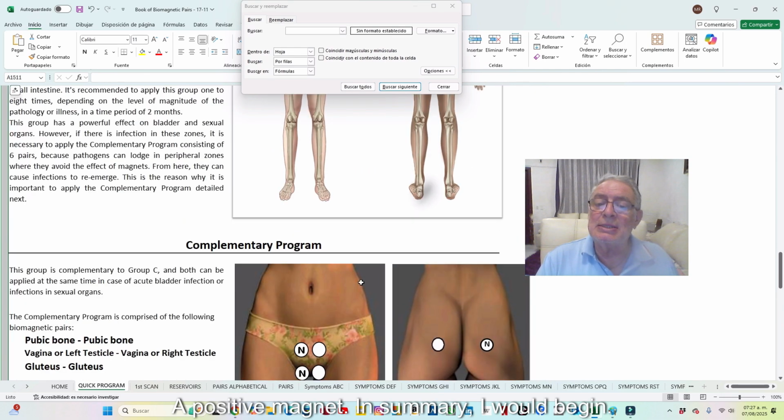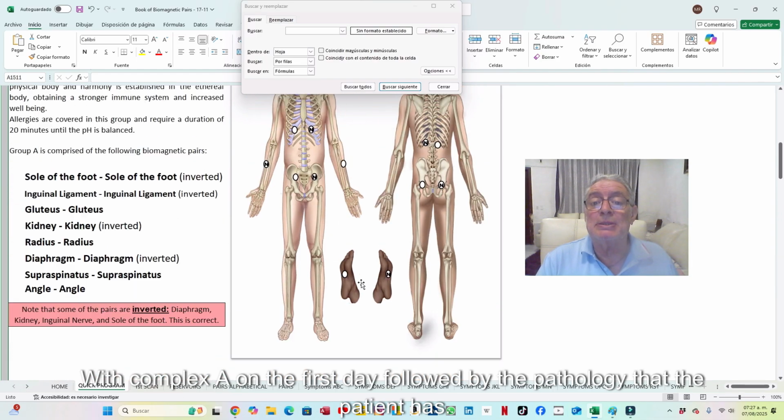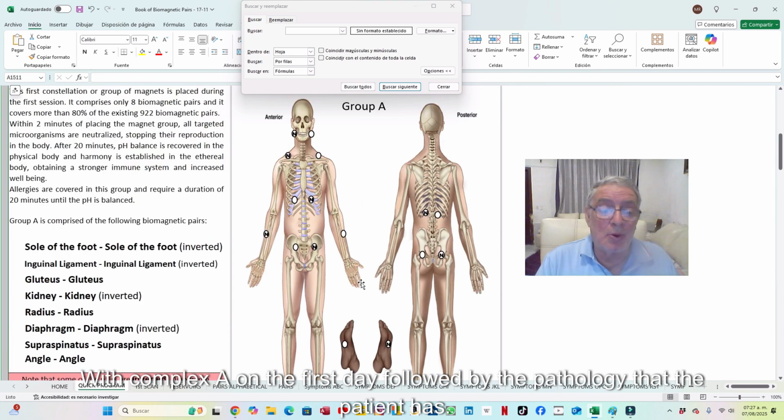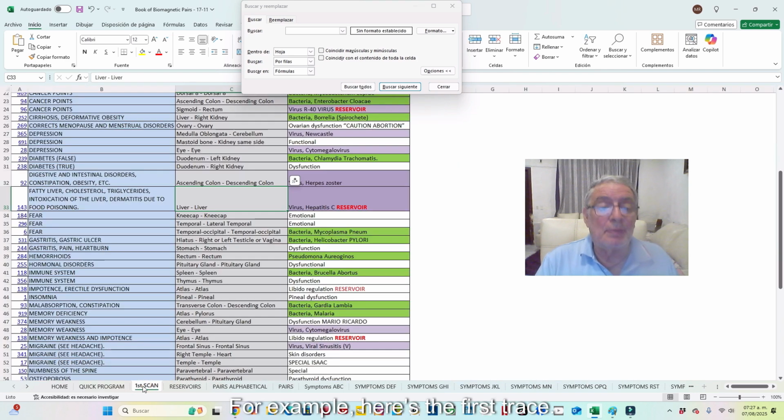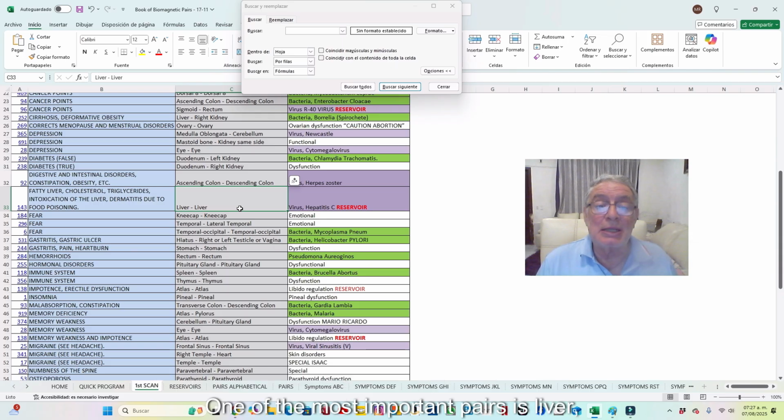In summary, I would begin with complex A on the first day, followed by the pathology that the patient has. For example, here's the first trace. I would start with this first screening to see what my patient really brings. One of the most important pairs is liver.